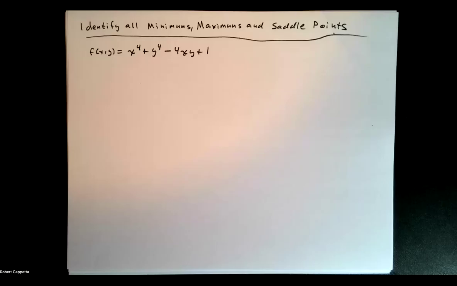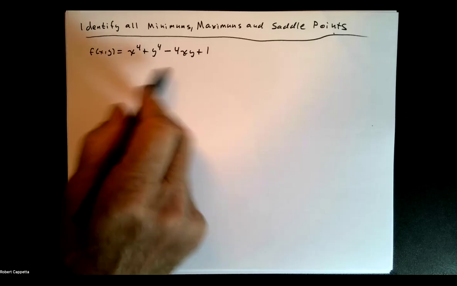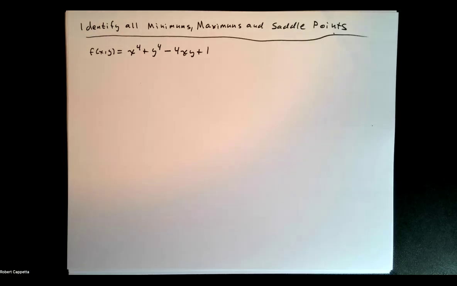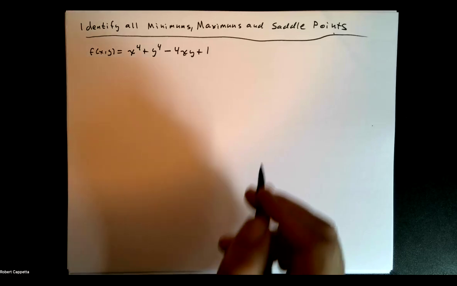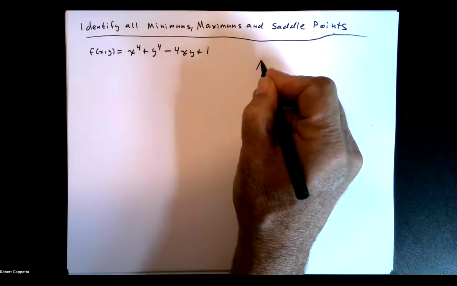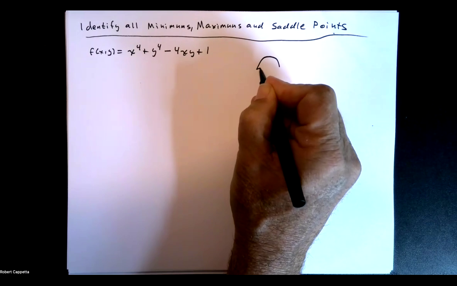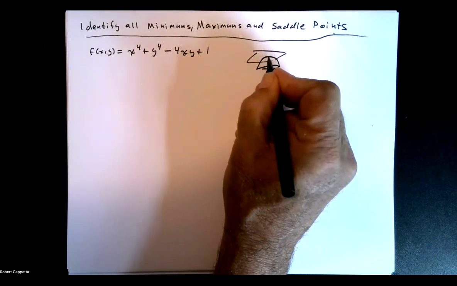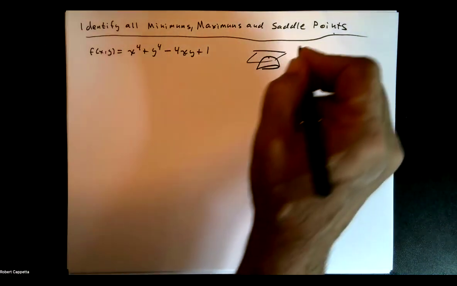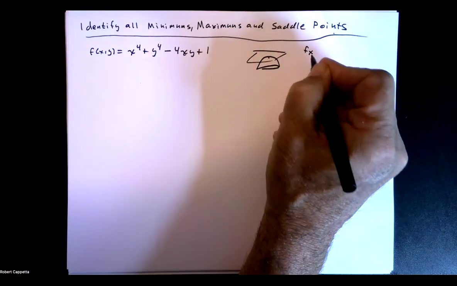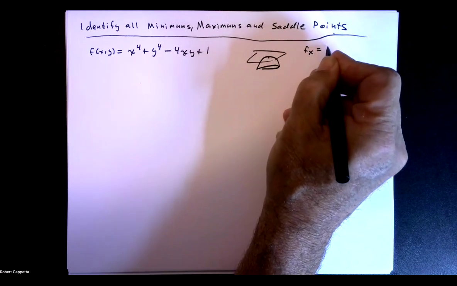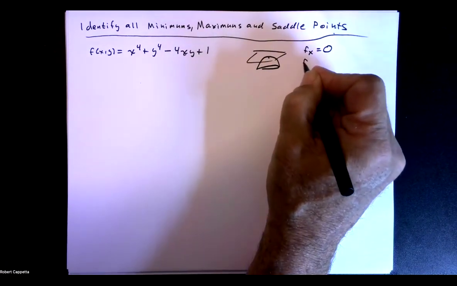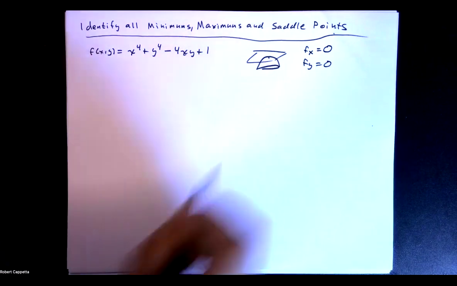For this lesson, we want to identify all the minimums, maximums, and saddle points for this function of two variables. So this is a surface, and recall if we want to find a minimum or a maximum for a function of two variables, we think about a tangent plane. And the key idea of the tangent plane is that the partial derivative in the x direction, or the directional derivative in the x direction, is zero. The partial derivative in the y direction is zero.